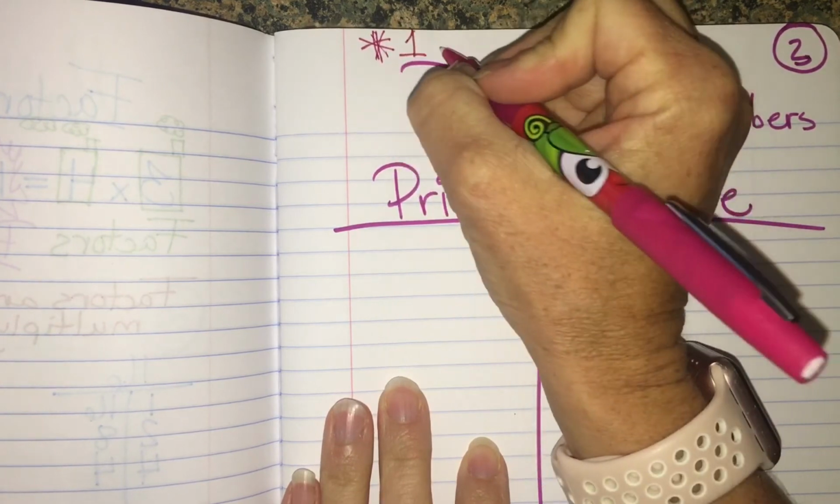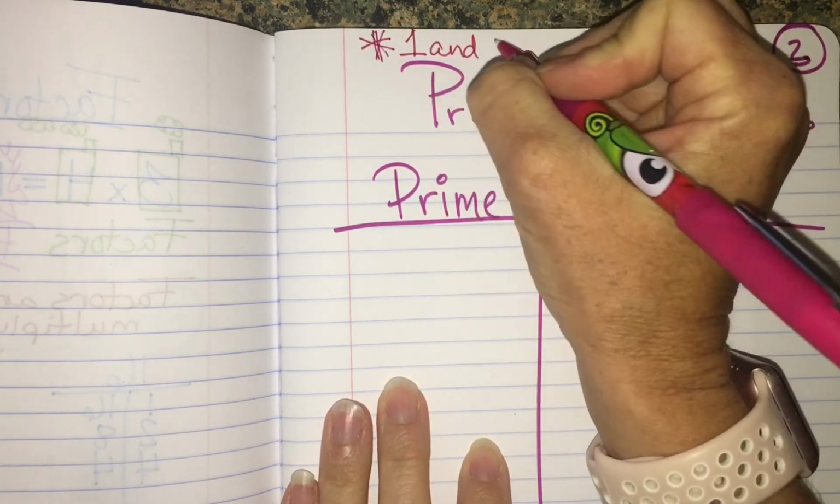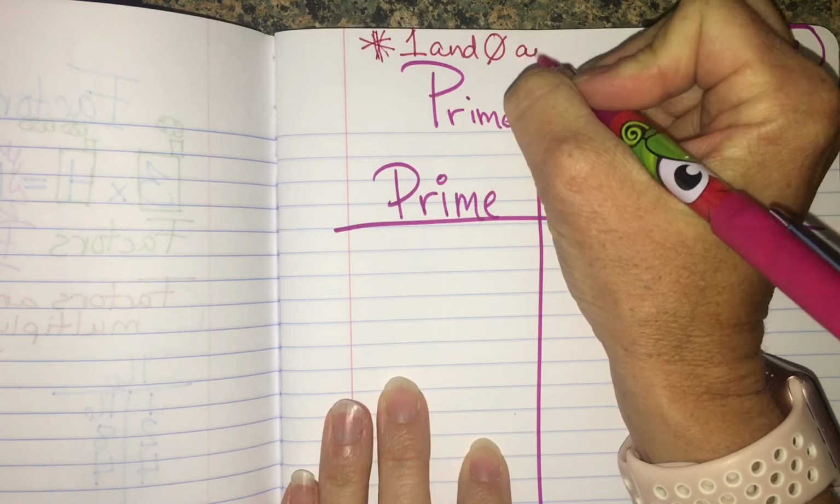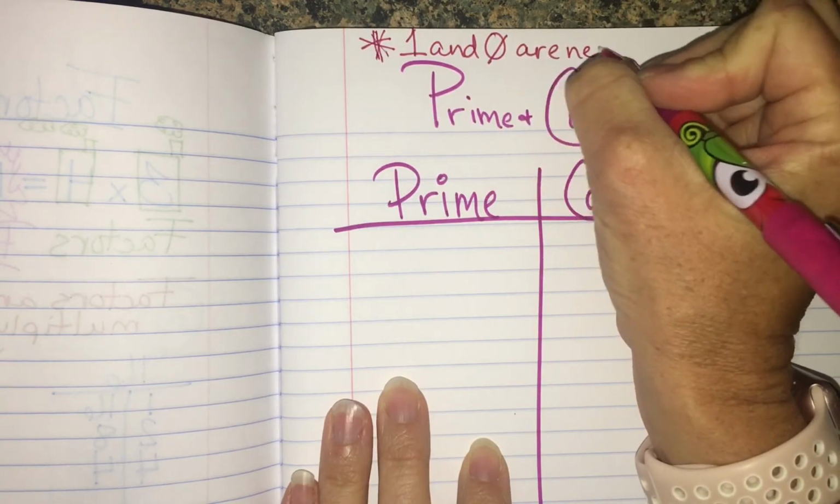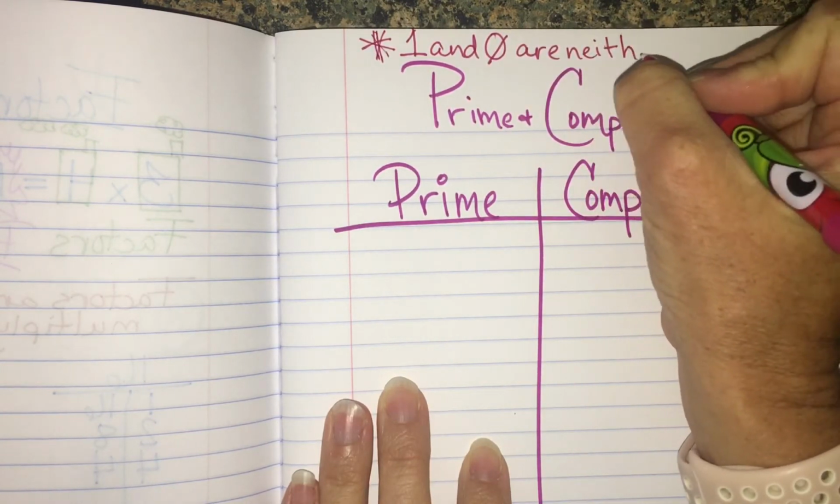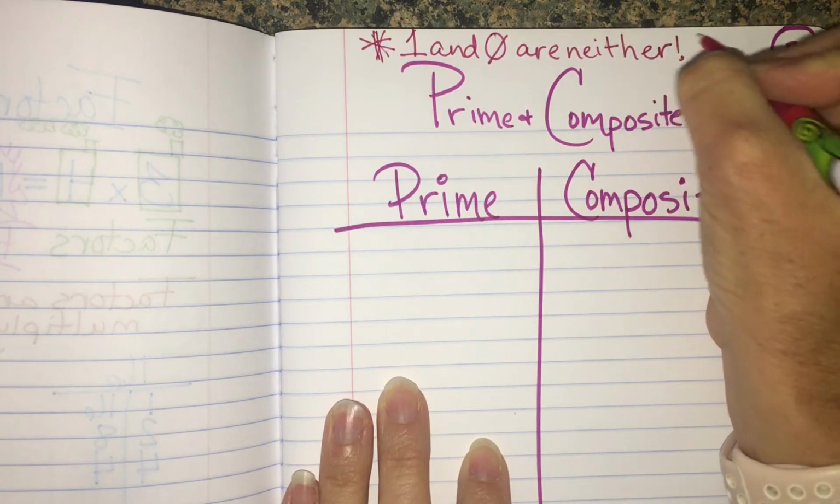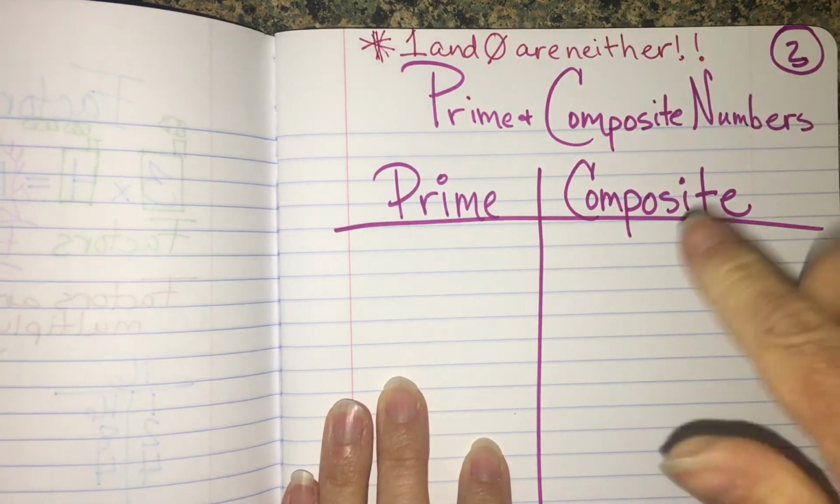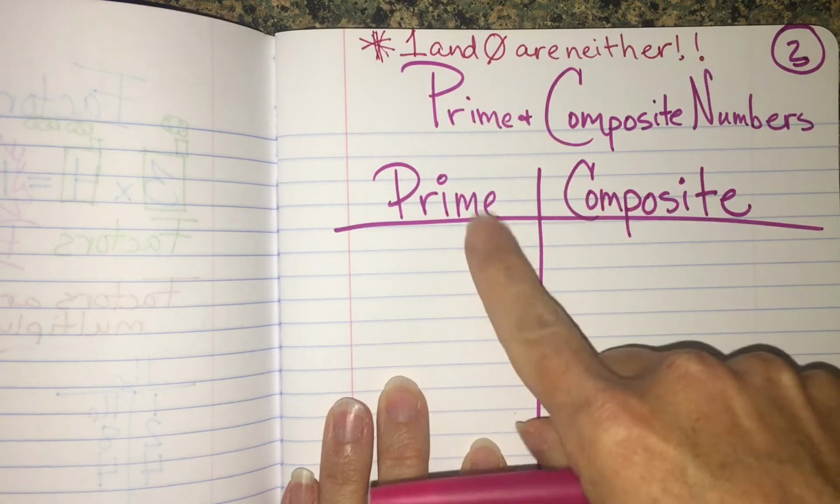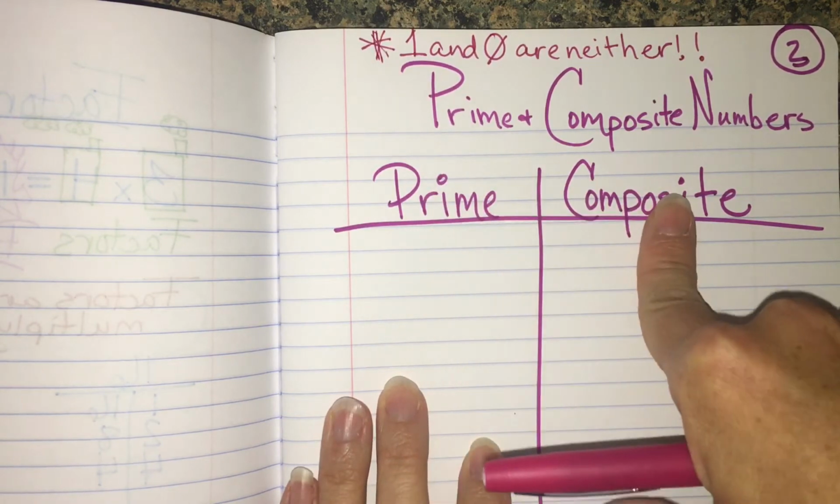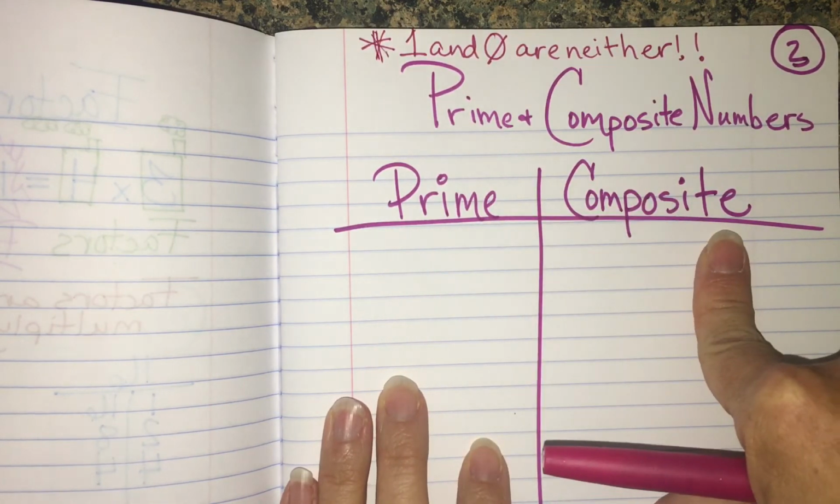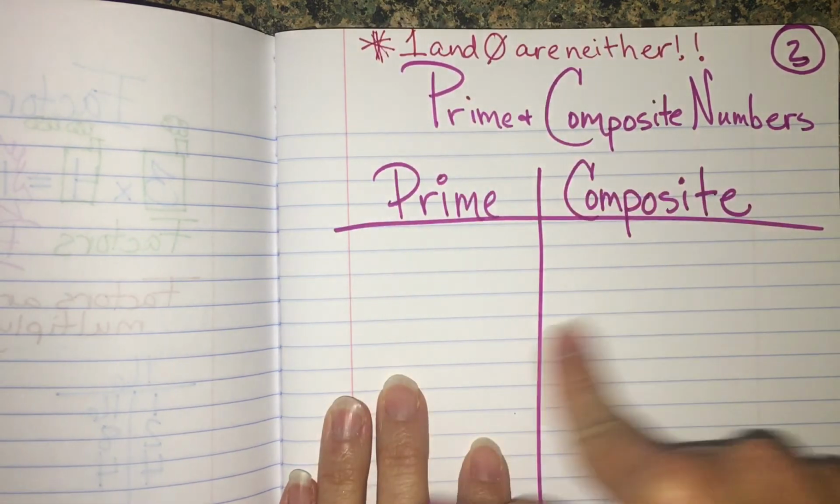1 and 0 are neither prime or composite. This is really important. If you see 1 or 0 in a question that says prime or composite, it's not going to be either one. So 1 and 0 do not fall under this.